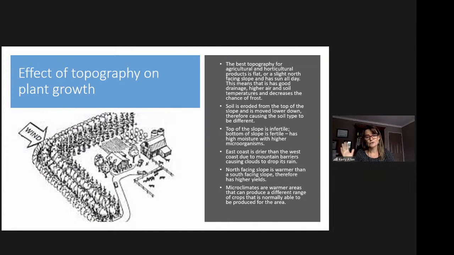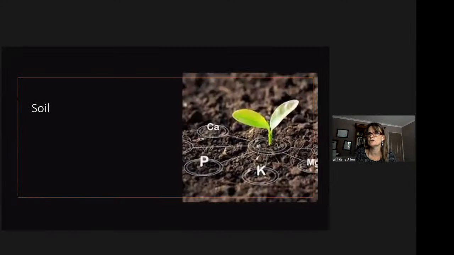The east coast is drier than the west coast. West coast gets a lot of rain. It's got to go up over those ranges, which is the Southern Alps or in the North Island over the ranges, and it dumps its water before it gets to the east coast. So the east coast is drier than the west coast. Irrigation is required on the east coast, probably not so much on the west coast. Okay, so these things are just things you need to be aware of when you're talking about topography.